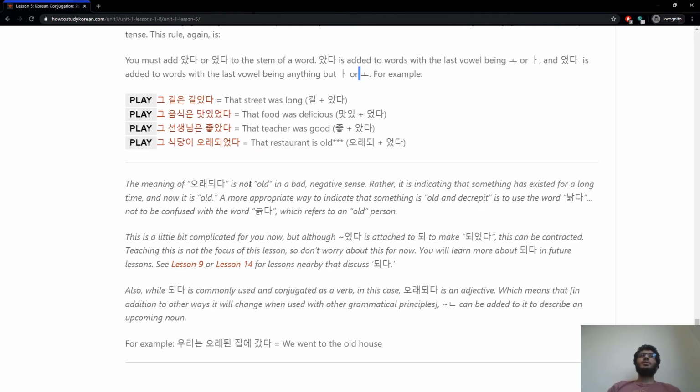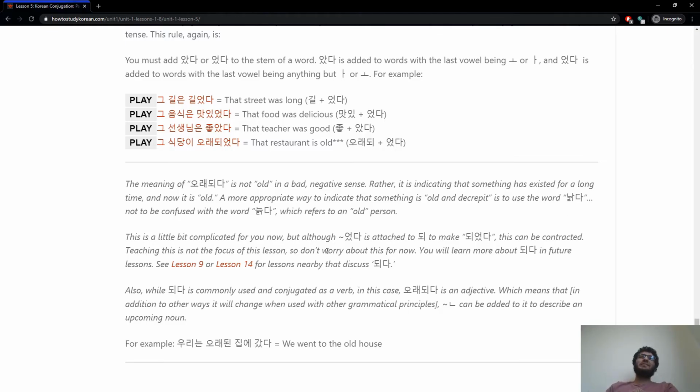Let's see, what else does he say here? He talks about the meaning of 오래 되다. It's not old in a bad, negative sense, rather it's indicating that something has existed for a long time and now it is old. A more appropriate way to indicate that something is old and decrepit is to use the word 낡다, not to be confused with 늙다, which refers to an old person. I never confuse them, but I think I'm starting to confuse them now.